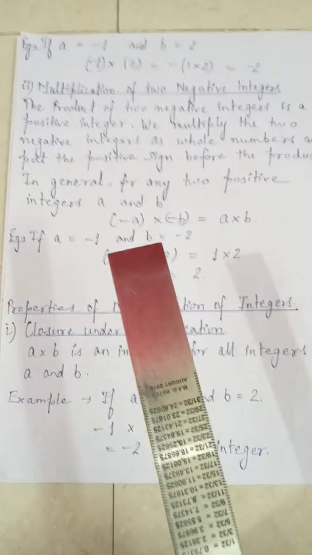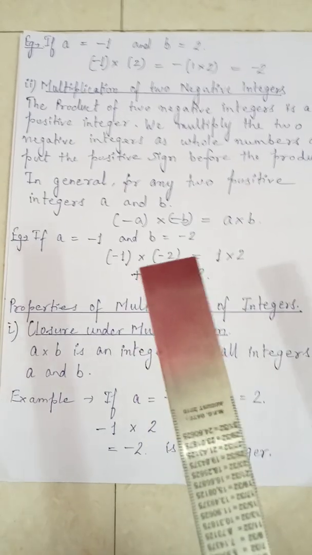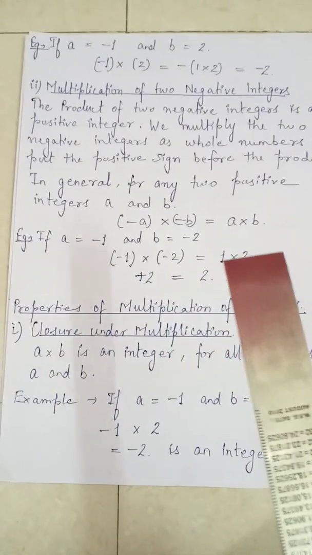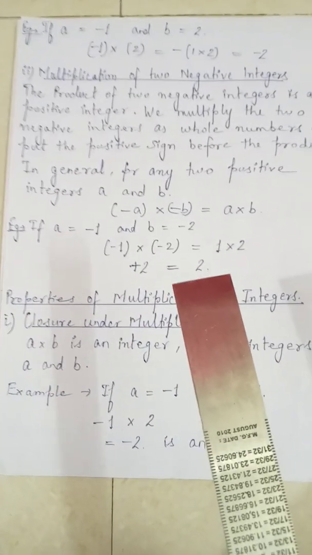Example, if a is equal to minus 1 and b equal to minus 2, that gives you minus 1 multiplied by minus 2 will be equal to 1 into 2. On the left hand side we get minus 1 into minus 2 gives you plus 2, and on the right hand side we get 2 only. So both sides will come equal.